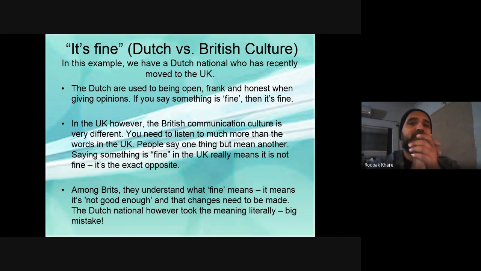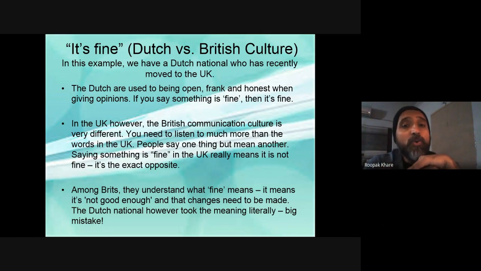Another case study, Dutch versus British culture. There was a Dutch national who was posted in the United Kingdom, right? So there is this man who is Dutch by nationality. He was working in his own country for a long time, and then he was relocated to the UK. Now what happens?